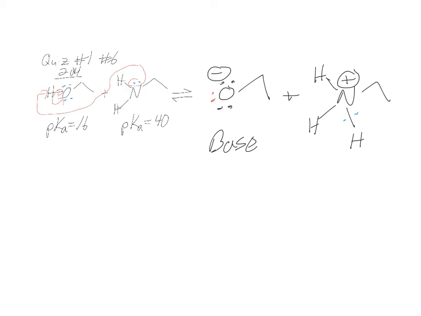So what about this? What's this going to be, an acid or a base? Acid. That's the plus. Because of the plus, it's electron deficient. Where's it electron deficient at? The hydrogen. On the hydrogens.